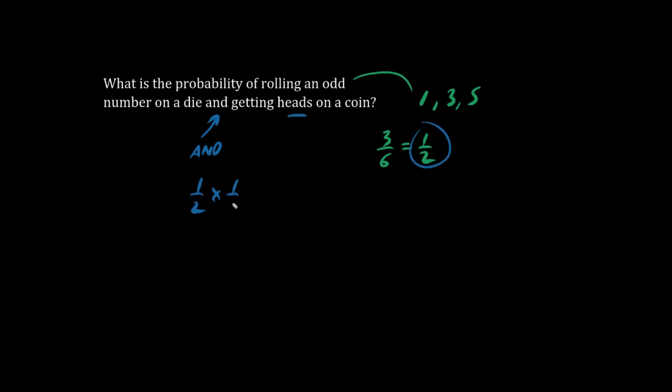What is the probability of rolling an odd number on a die and getting heads on a coin? We have 1, 3, and 5. There are 3 odd numbers out of 6 possibilities. This simplifies to be 1/2. We have the keyword and, which means we multiply 1/2 times heads, which is 1/2. So the overall result is 1/4. There's a 25% chance of rolling an odd number and getting heads.